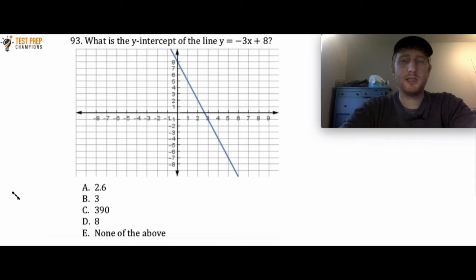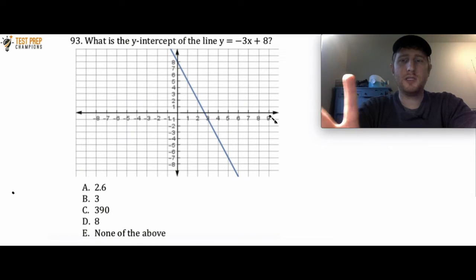Okay, hopefully you had a chance to try this if you wanted to. So basically, the y-intercept is where the line crosses the y-axis. Now, the y-axis is the axis on our graph here that goes up and down. And in contrast, the x-axis is the axis that goes left and right.